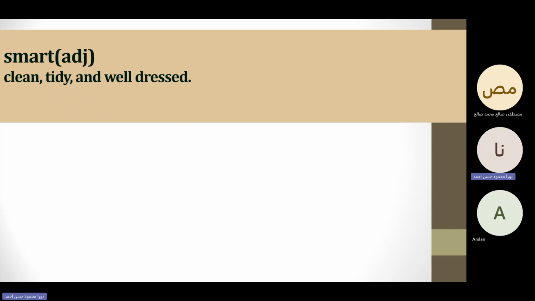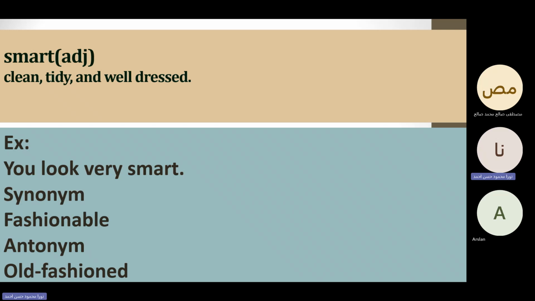Another word is smart. Smart. Smart is an adjective and it means clean, tidy, and well-dressed. And I say to you, you look smart, it means that you are well-dressed and tidy. Okay? You look very smart. Another word for the word smart is fashionable. Fashionable. And the antonym is old-fashioned. Old-fashioned.